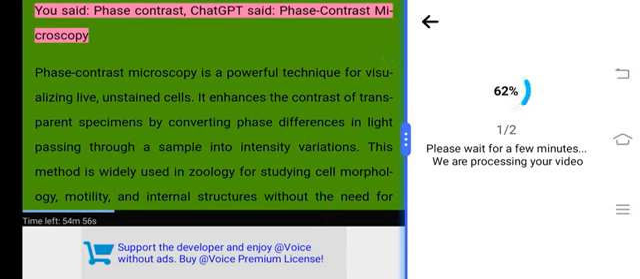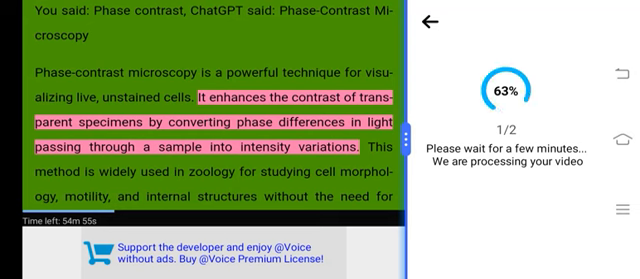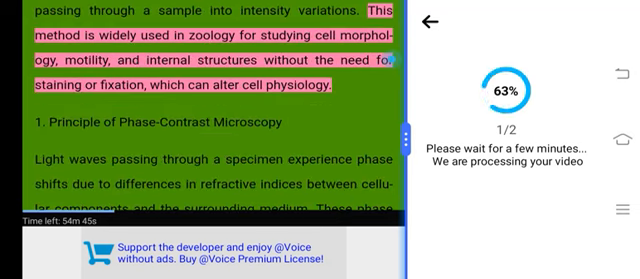Phase contrast microscopy. Phase contrast microscopy is a powerful technique for visualizing live, unstained cells. It enhances the contrast of transparent specimens by converting phase differences in light passing through a sample into intensity variations. The method is widely used in zoology for studying cell morphology, motility, and internal structures without the need for staining or fixation, which can alter cell physiology.